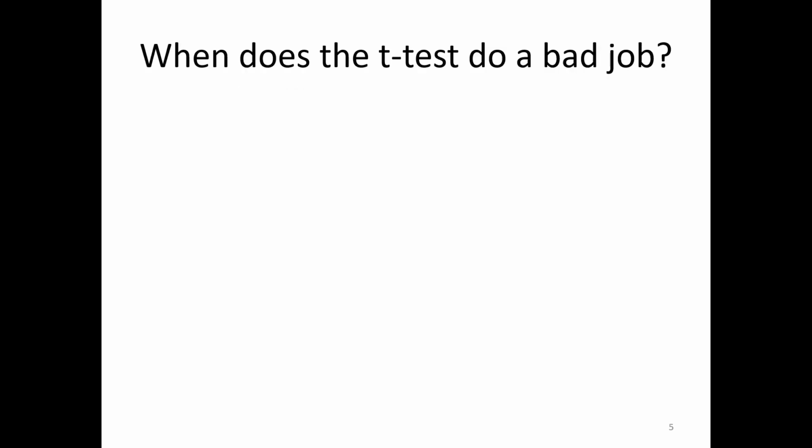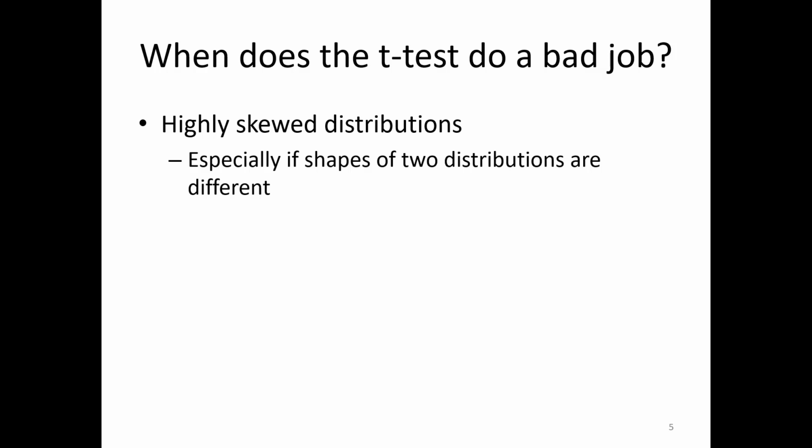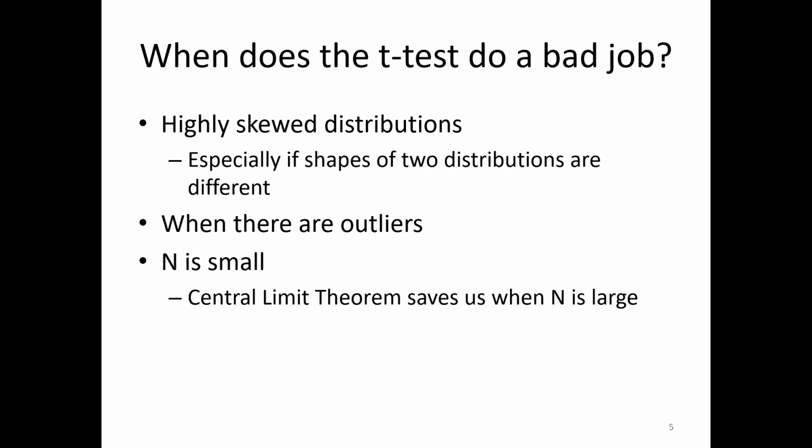So when does this happen? When does a t-test do a bad job? One, with highly skewed distributions, especially if the shapes of the two distributions are different. When there are outliers, t-test is not robust to outliers. And when our sample size is small, and that really stems from the central limit theorem. I recommend watching the central limit theorem video once that's up. Central limit theorem saves us when n is large.